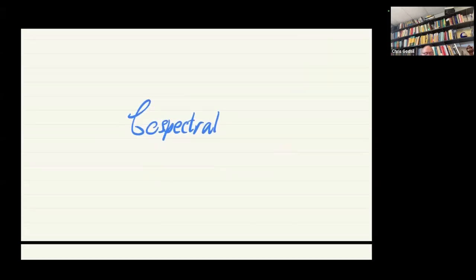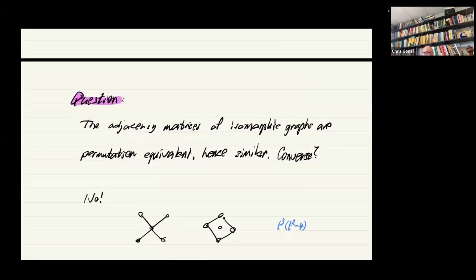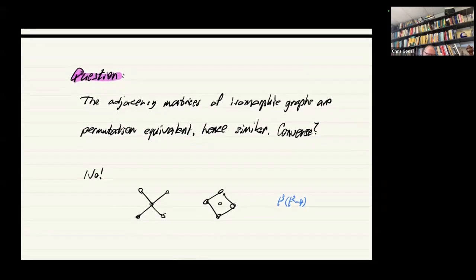Okay, so one thought about cospectral graphs. I can remember this from my course in graph theory: the adjacency matrices of isomorphic graphs are permutation equivalent. And since permutation matrices are orthogonal and invertible, this implies the adjacency matrices are similar. And the question is, is the converse true?